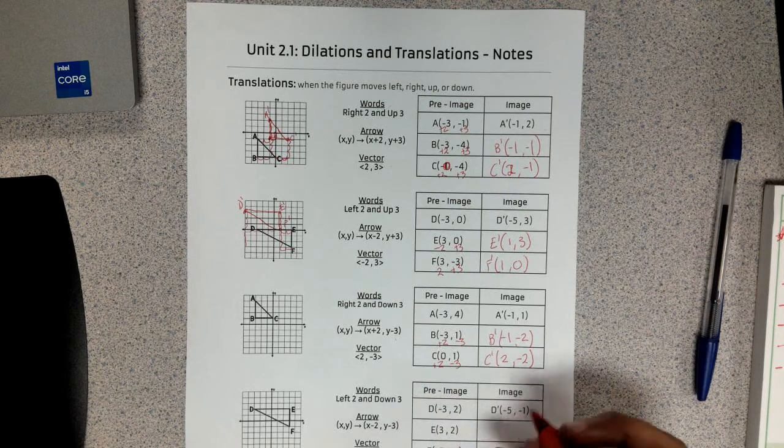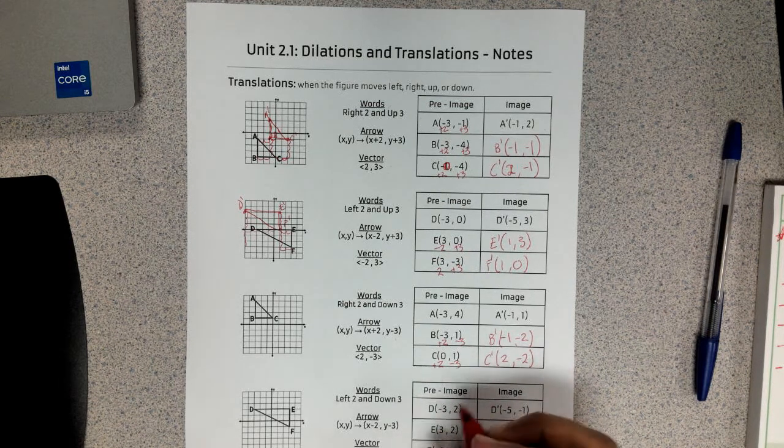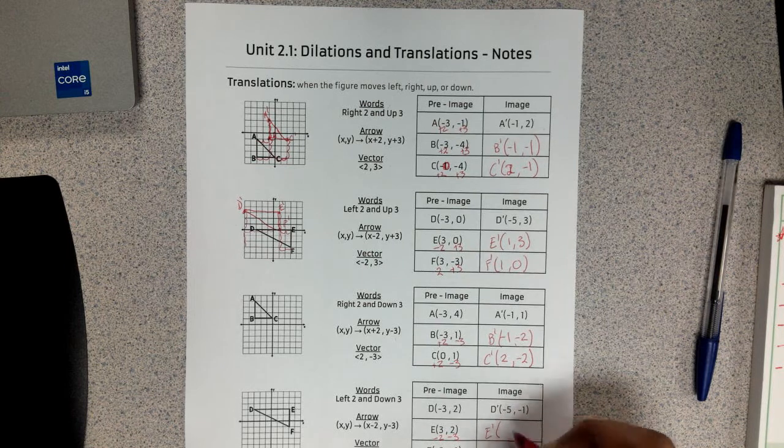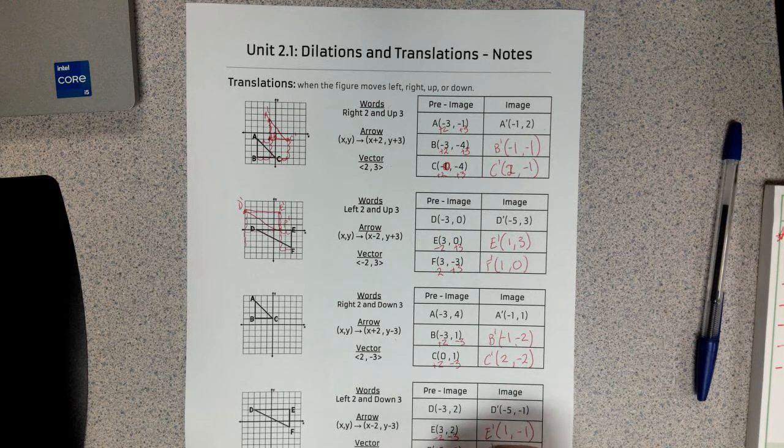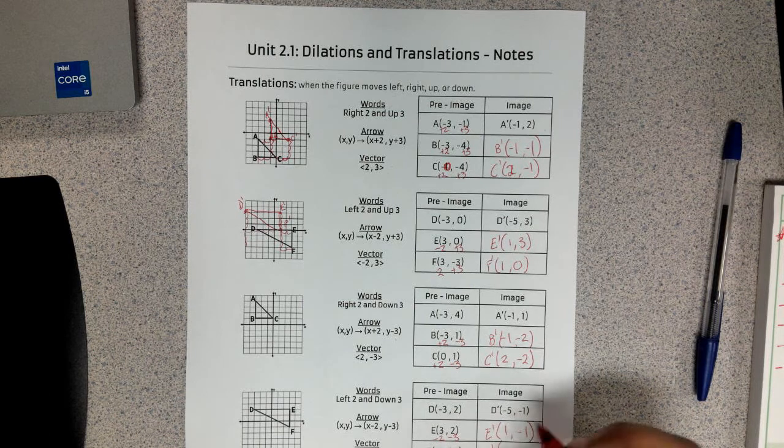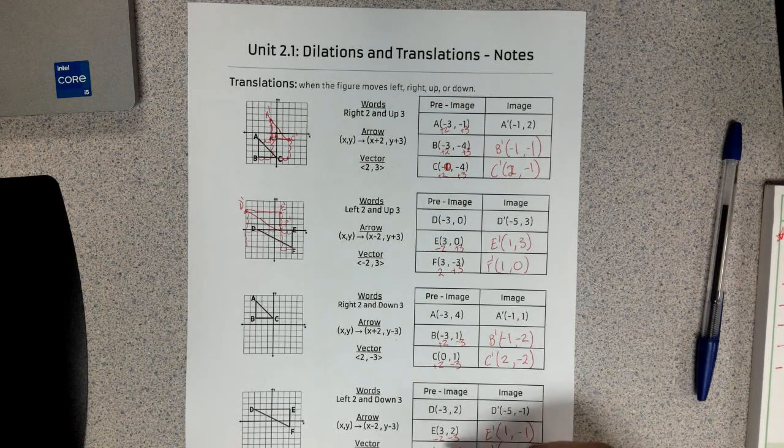For the last one, we're doing a double negative. We're moving to the left and down, so I'm going to subtract 2 and subtract 3. So I subtract 2, subtract 3, and I end up at E prime, which is going to be 1, negative 1. And my F prime, when I subtract 2 and subtract 3, since I'm subtracting, negative 3 minus 2 would be negative 5 because they have the same sign. Negative 1 minus 3, since they have the same sign, I add, so I'm at negative 4.